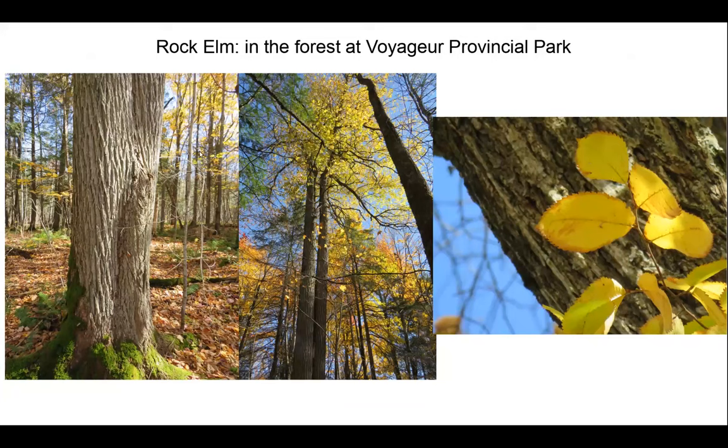Here's a Rock Elm in the forest at Voyager Provincial Park, growing with hemlock and sugar maple. Again, Rock Elm is rather shade tolerant, persists under deep shade, under sugar maple, sometimes even with hemlock and things like that. And this is becoming a full-size tree. And another thing to note is the nice autumn color. Yellows are often kind of blah, because often they're kind of brown and yellow. Rock Elm often is a bright yellow, sort of like a hickory. So again, I would say it's a reasonably decent autumn color tree, especially for an elm.